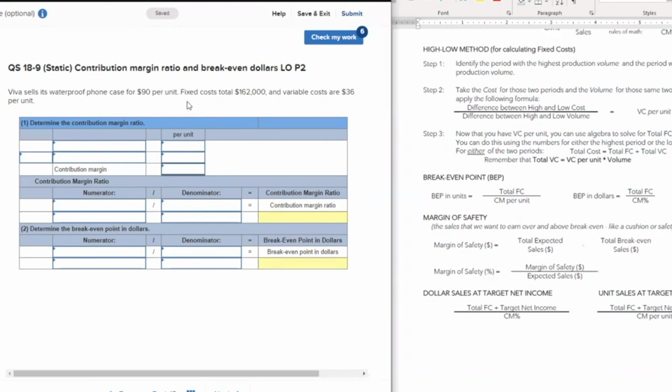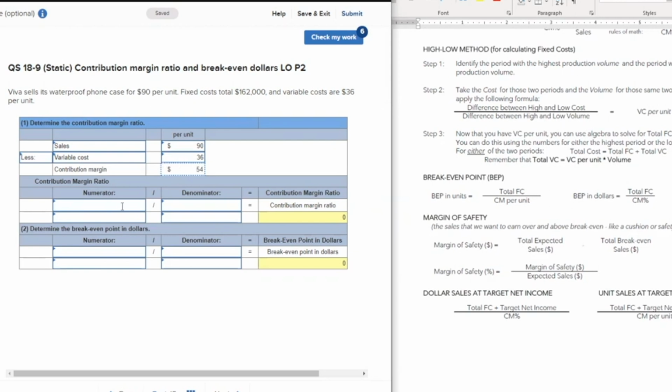So how much sales do we need to have to break even this month? Well, again, sales minus variable cost is contribution margin. So sales are 90, variable cost 36. So our contribution margin is $54 per unit.